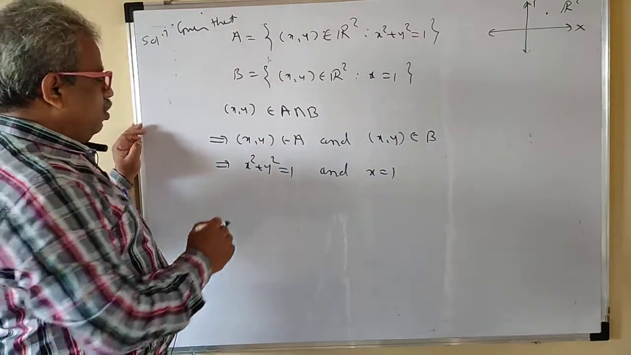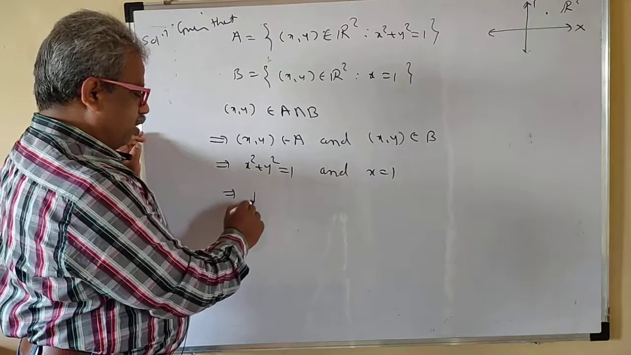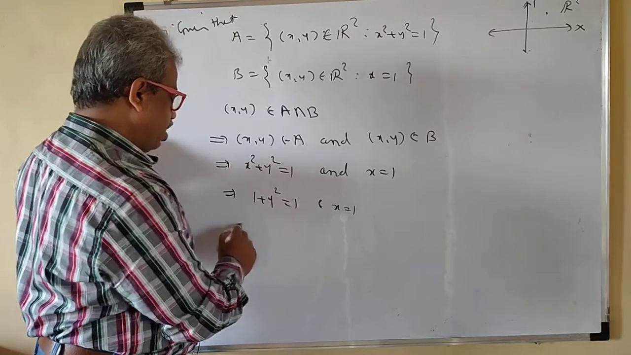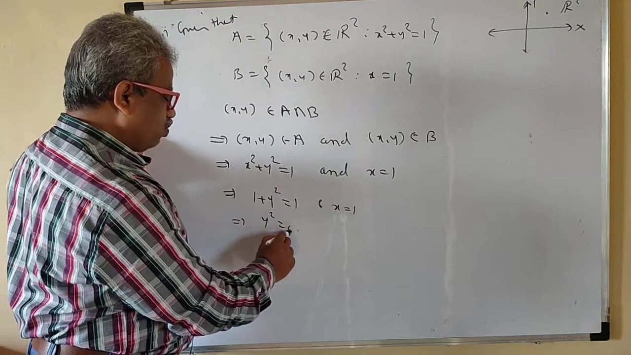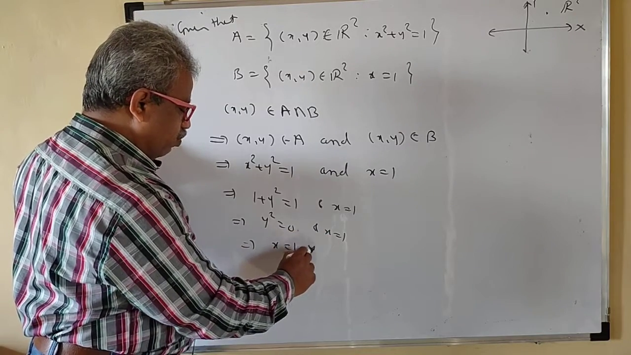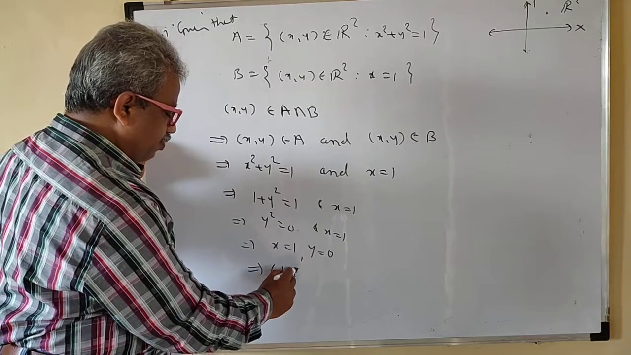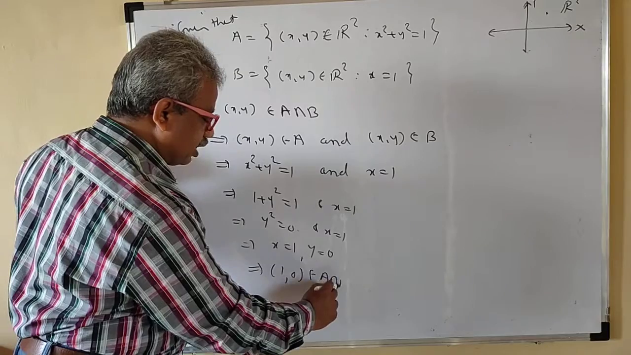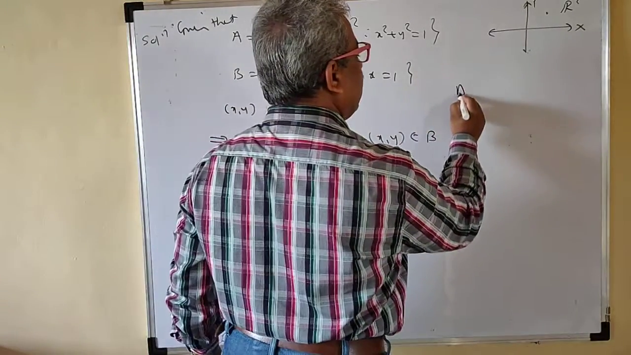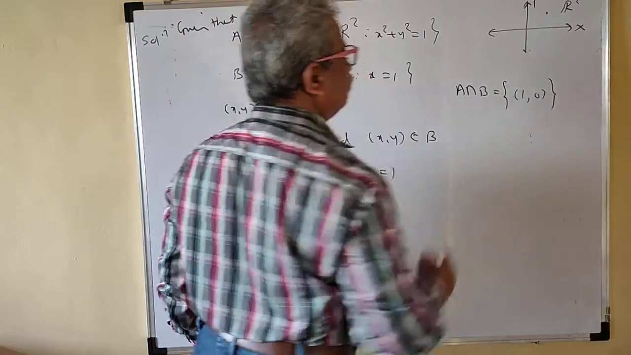Now x is equal to 1 here, right? I put x equal to 1. 1 plus y square is equal to 1 and x is equal to 1. So y square is equal to 0 and x is equal to 1. This implies x is equal to 1, y is equal to 0. So (1, 0) is in the intersection. Only a single point. So A intersection B is the singleton point (1, 0).